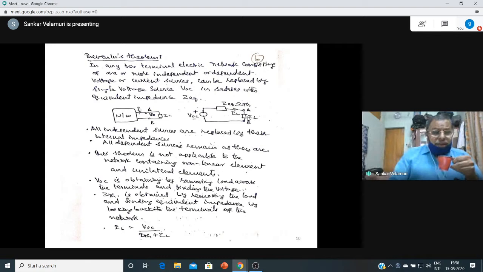In the source representation, Thevenin's theorem is the base. Already we have done KCL, KVL, and source transformation, but source transformation is based on this. But where do we start? First we start with theorems, to explain before explaining the basic concept of the sources and representations.